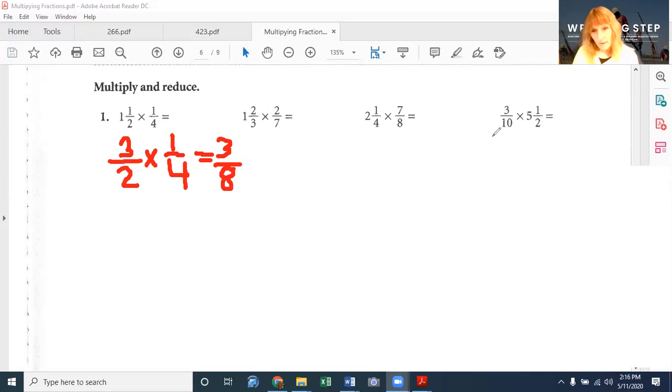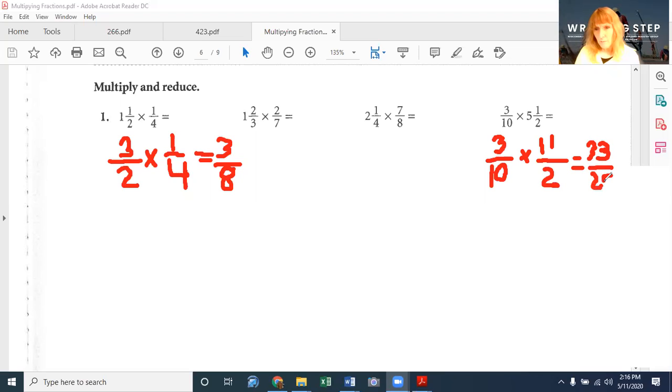3/10 times 5 1/2. Well, the 3/10 is going to stay 3/10. And I have to change 5 1/2 to an improper fraction. So I take the whole number 5 times the bottom. 5 times 2, that's 10. Add the top, that's 11. So it's going to be 11 over 2. And now, is there anything I can cancel? No. So I just multiply across the top. 3 times 11 is 33. And my bottom is 10 times 2, or 20.